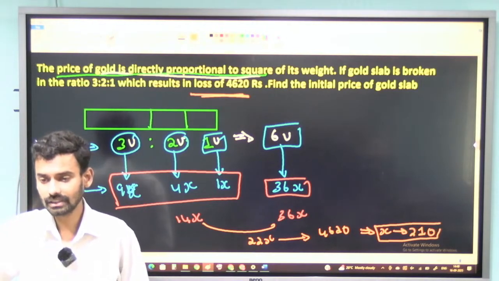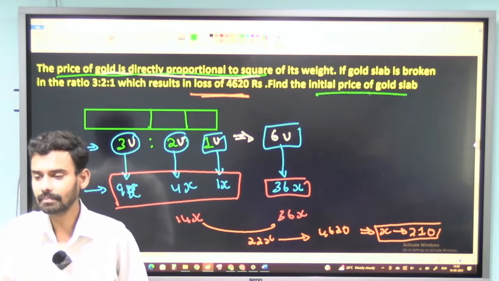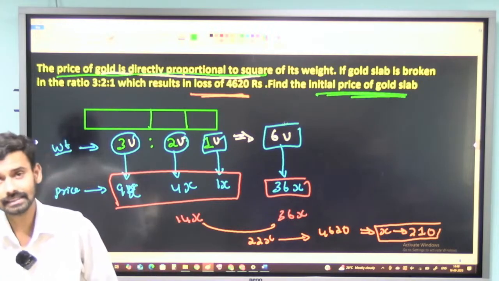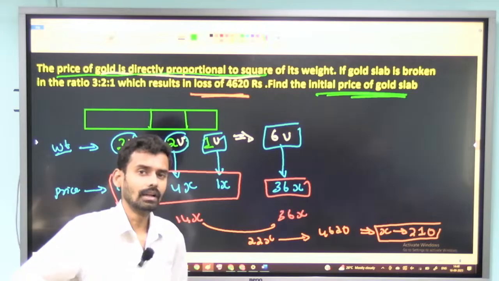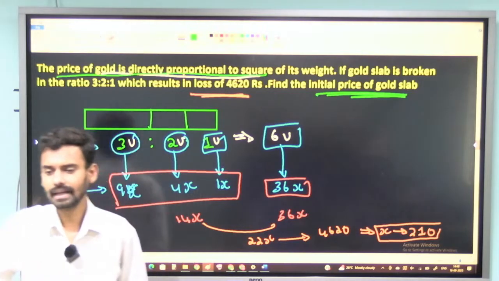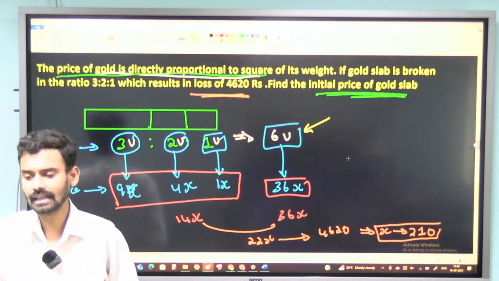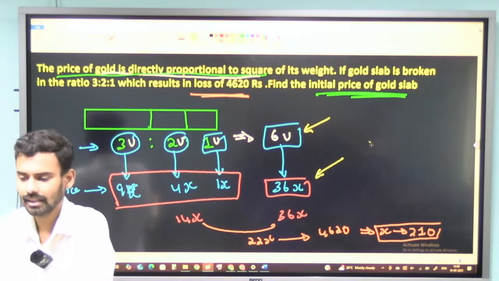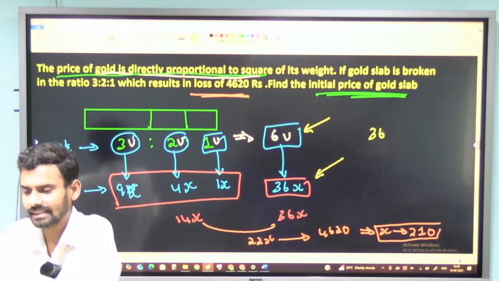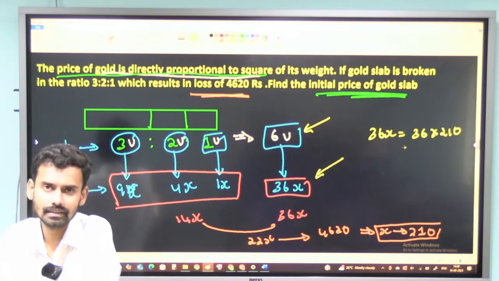Now the question is asking for the initial price of this slab. Initial price in the sense, before breaking, what was its value? Before breaking, the weight was 6 units and the value was 36x. So just find the value of 36x, which is equal to 36 into 210. So this will get me the answer.